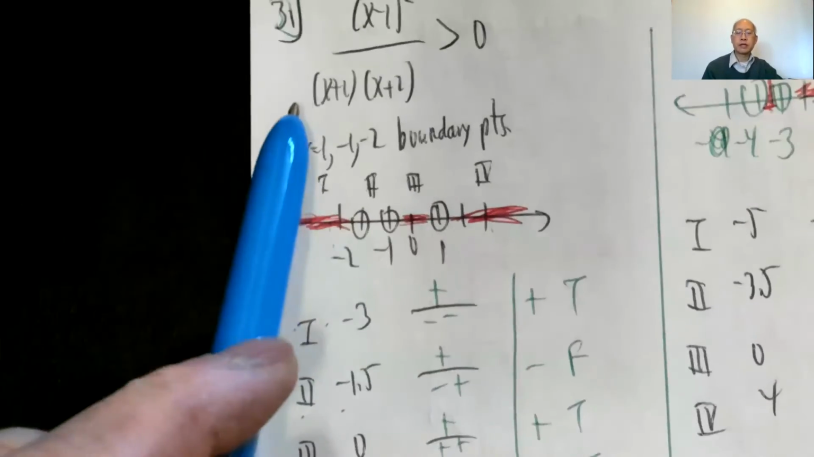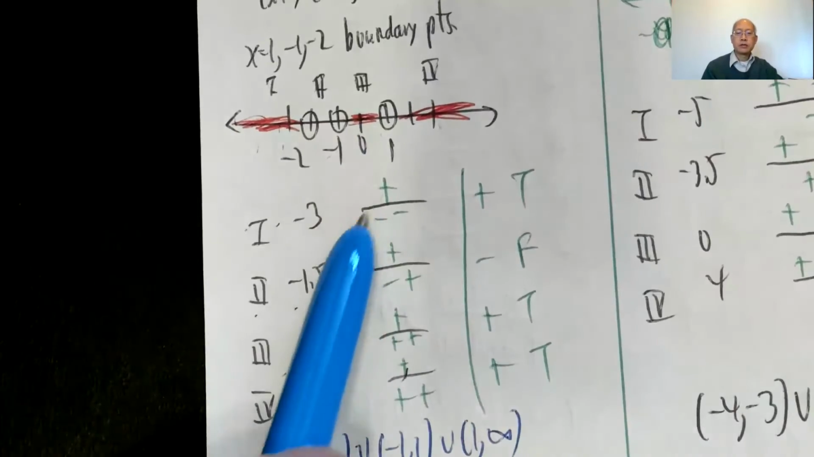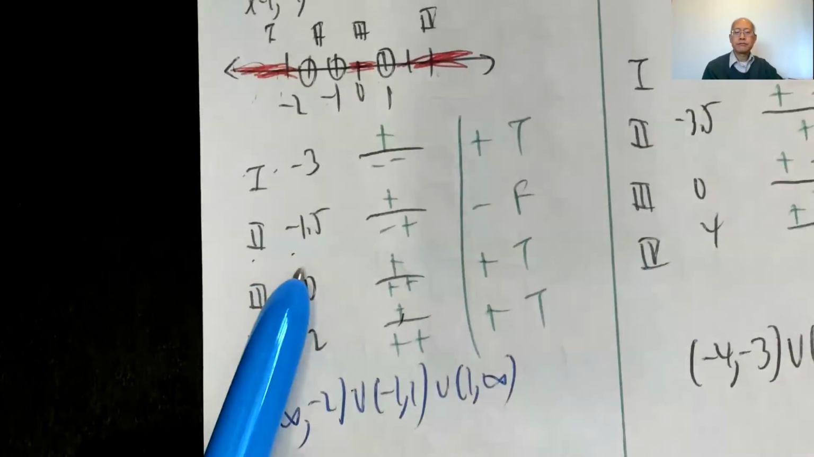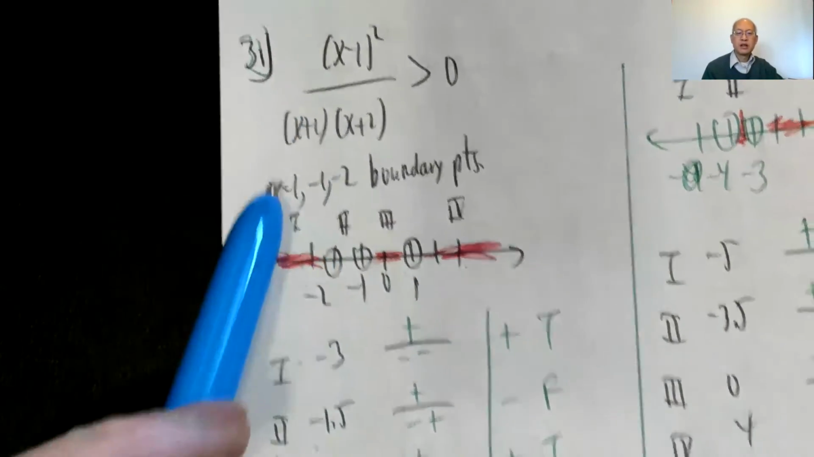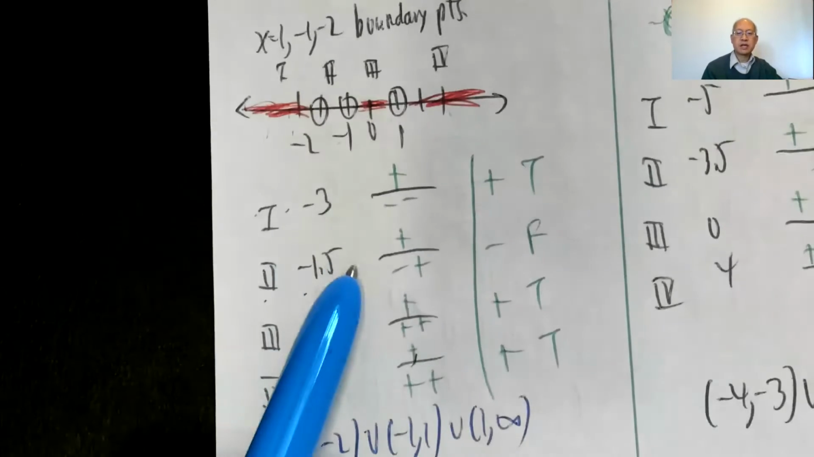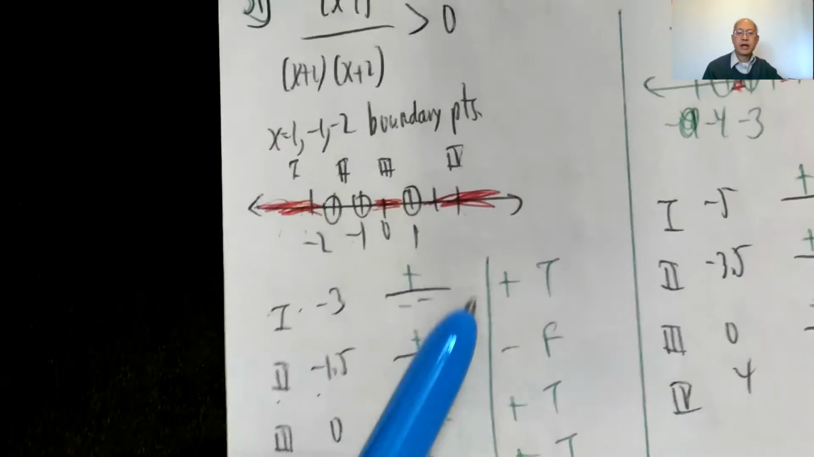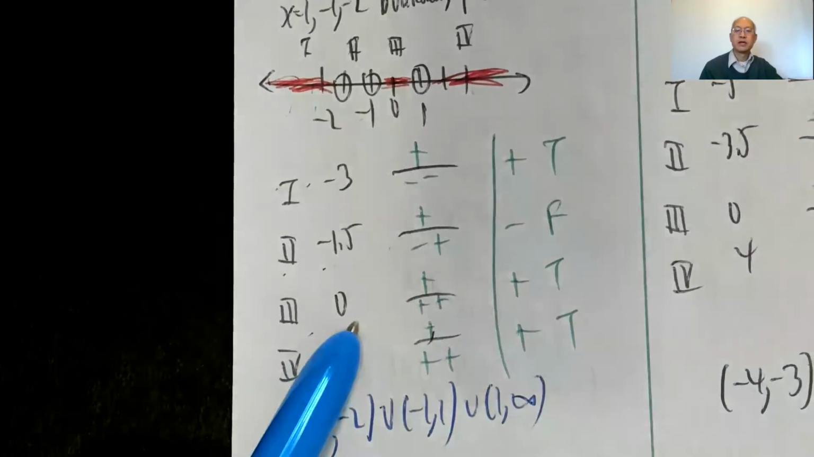So the sign is determined by the denominator. Okay, -3, negative, negative. So two negatives make a positive. Positive greater than 0, true. -1.5. Well, that's already positive. -1.5, negative, positive. So I have one negative, which makes the whole thing negative. And that makes it a false statement. Negative greater than 0, false.